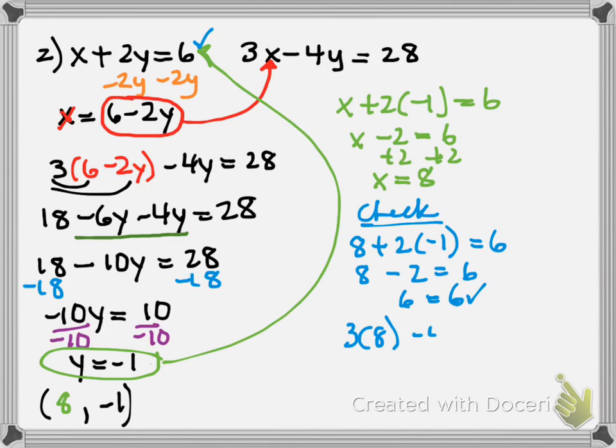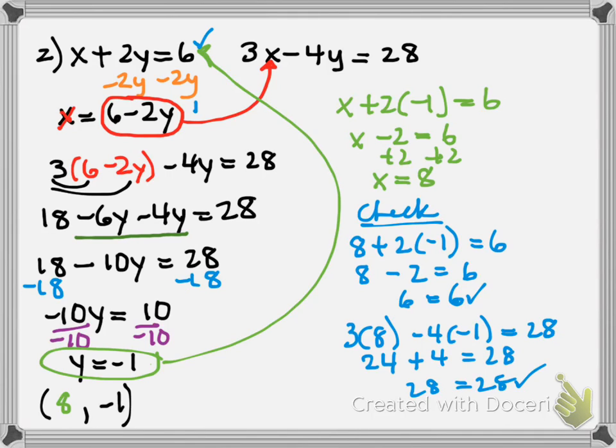3 times 8 minus 4 times negative 1. And we want to see if that equals 28. So we get 24, signs are the same, so I get a positive 4 equals 28. So sure enough, 28 equals 28. So it satisfies both. So that says, yep, what you have is a solution to your system.